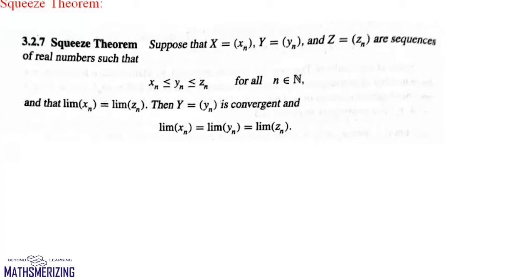Now we'll come to the squeeze theorem. It says, suppose we have three sequences x, y and z, such that for all natural numbers n, xn is always less than or equal to yn, which is always less than or equal to zn. If limit xn is equal to limit zn, then the sequence y will also be a convergent sequence and the limit of y will be the same as the limit of x and z.